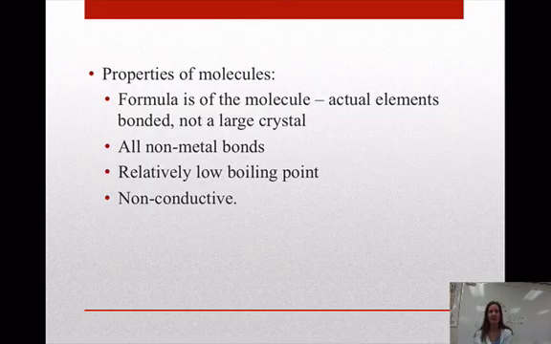Okay? So that's your video on your properties. We're going to do a lab where we actually identify whether you're working with an ionic or covalently bonded compound based on properties.